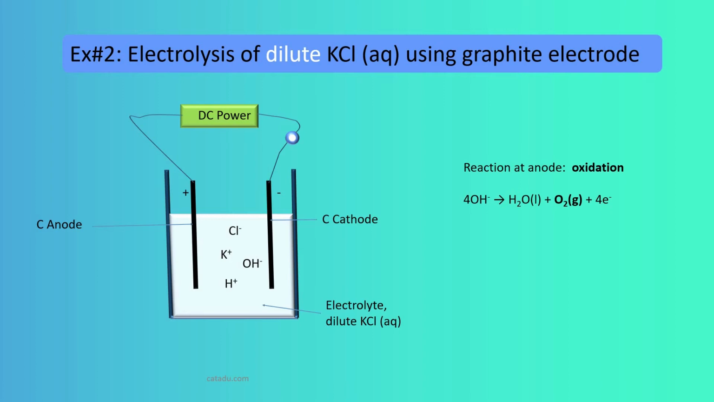This is oxidation reaction. Hydrogen ion and potassium ion. Hydrogen ion discharges easily. It gives hydrogen gas. This is reduction reaction.